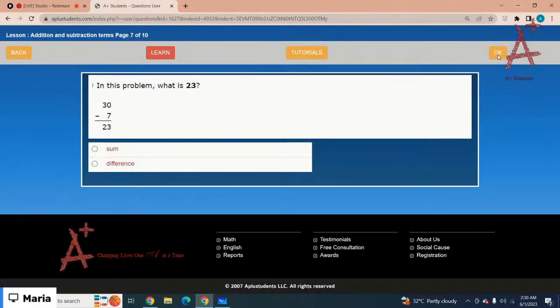In this problem, what is 23? 30 take away 7 equals 23. Is it the sum or difference? Which is the correct option? It would be difference. 23 is the difference of 30 and 7. That would be the difference.